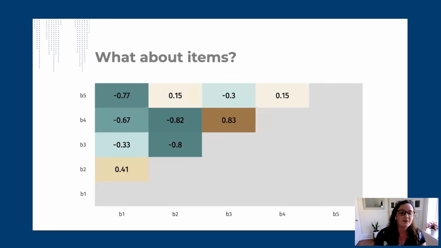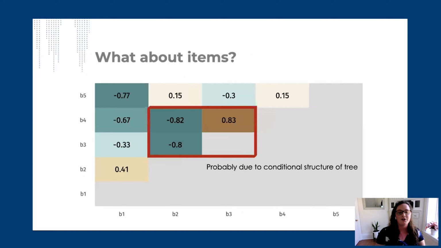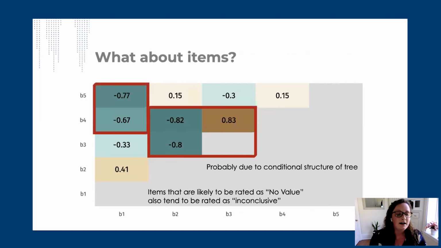We can also do the same thing for the items. And so the first thing I'll point out is that we have some strong correlations in the middle part of the tree. And so I think this is probably due to the conditional structure of the tree. So items that are likely to be rated as exclusions in that second branch are also likely to be rated as exclusions later, and so on and so forth. But perhaps more interestingly, again, items that are likely to be rated as no value also tend to be rated as inconclusive later on in the tree.